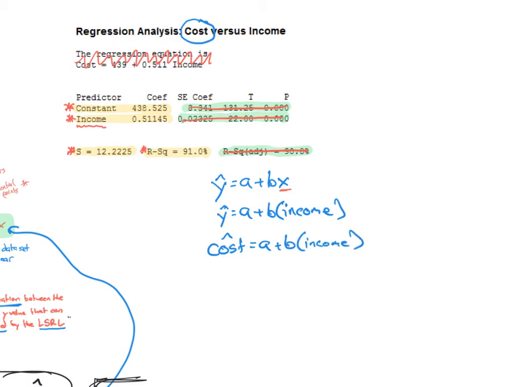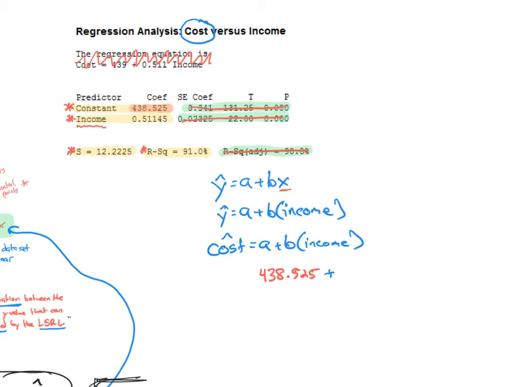Like this, all right? Okay, so the next thing that you're gonna look for is the word constant. Did you find the word constant? Go find its coefficient, constant coefficient. So this is 438.525. That is going to be your A value, 438.525. That's my constant. Okay?